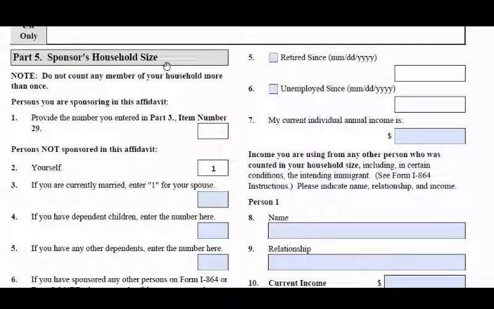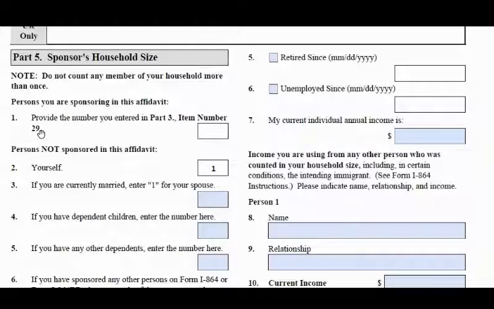On part 5 is about the sponsor's household size. Basically, it's about how many people live in the same place where you live, the same house. That's what this is about. Do not count any member of your household more than once. Basically, if you are 5 people, then you don't have to provide 6, which means you don't count one person twice. Then over here on 1, provide the number you entered in part 3, item number 29.